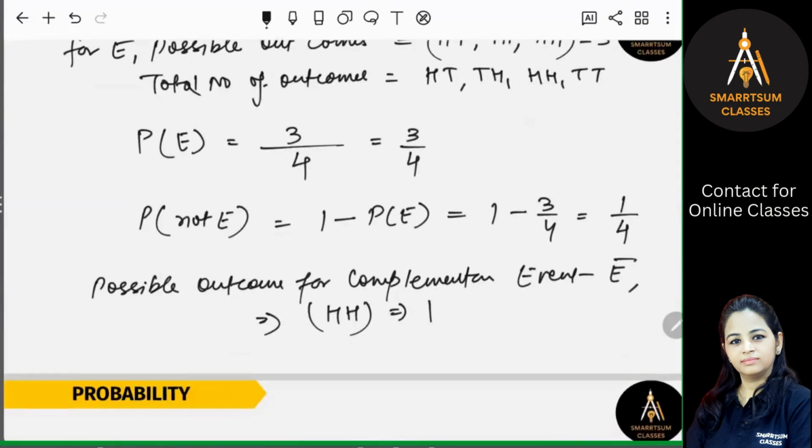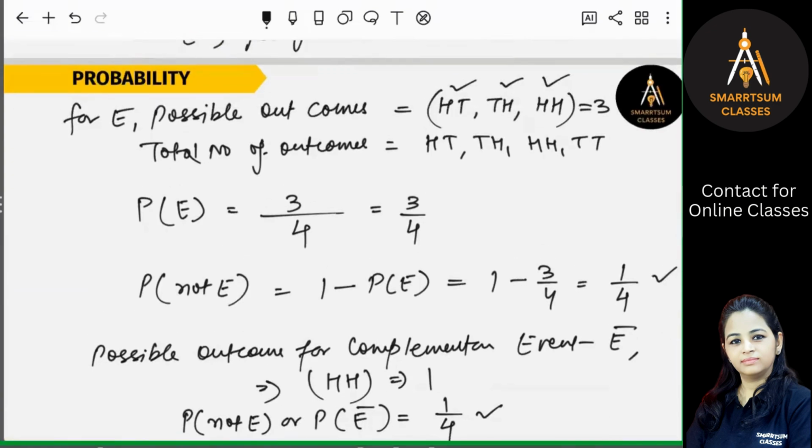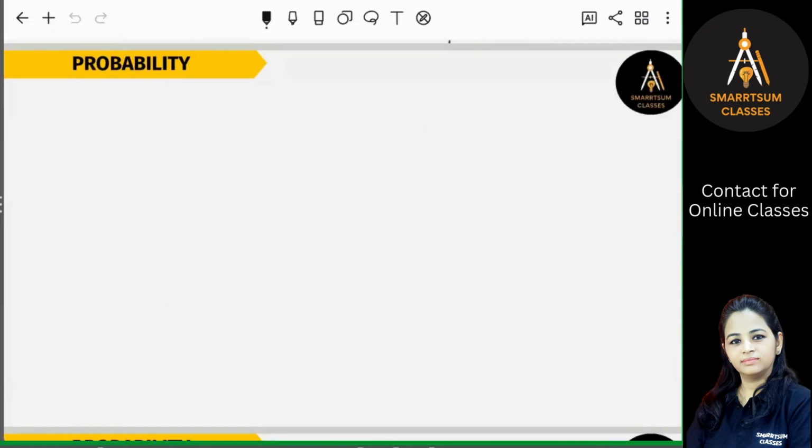Okay, and the total number of outcomes is 4. So what will be the probability of not E, or probability of E bar? This will be 1 by 4, right? So whether you find it this way or this way, you will get the same answer. Is that clear? So this is the meaning of complementary event. So let's quickly summarize this, right?